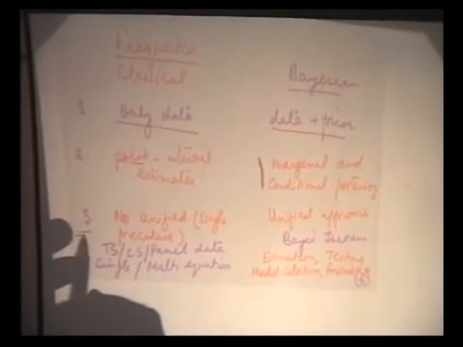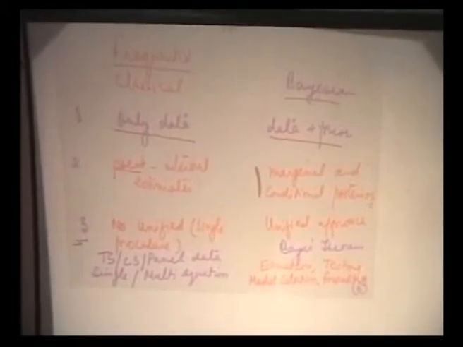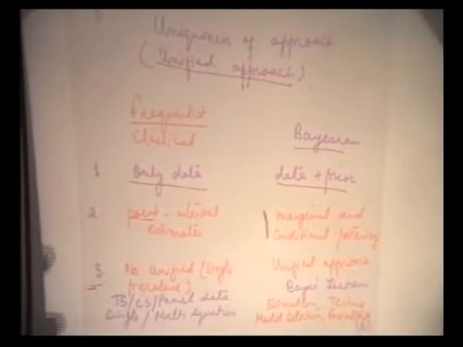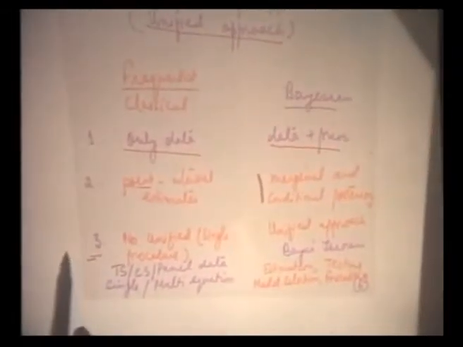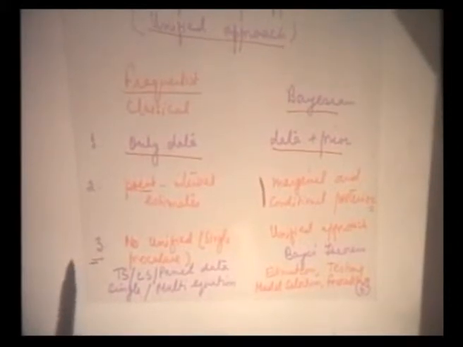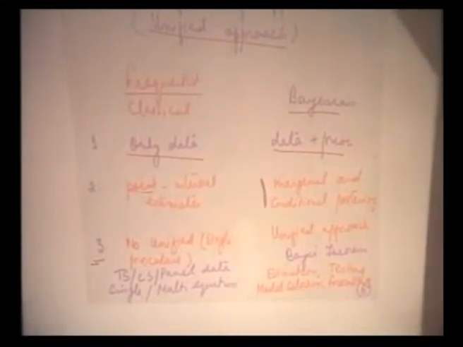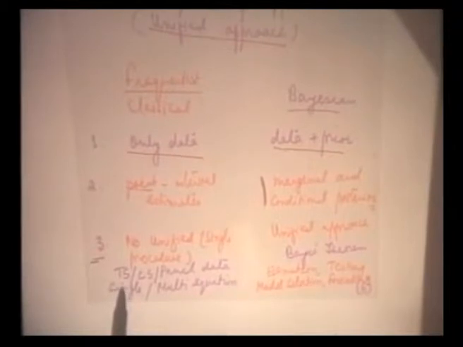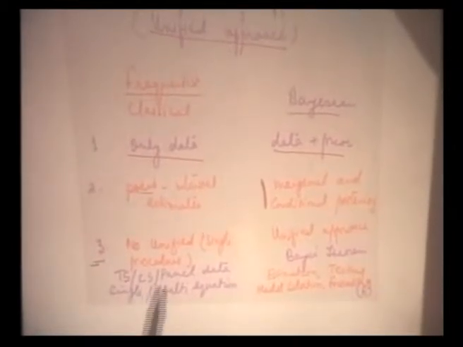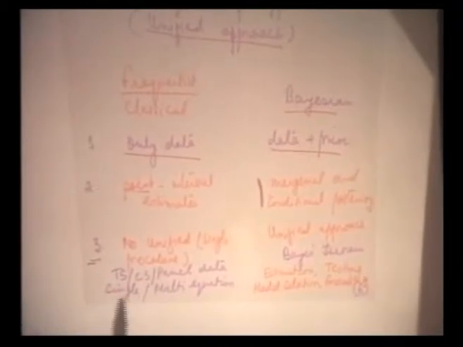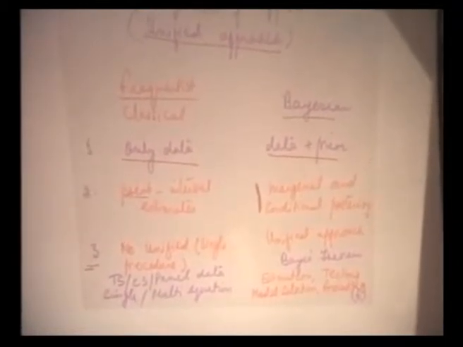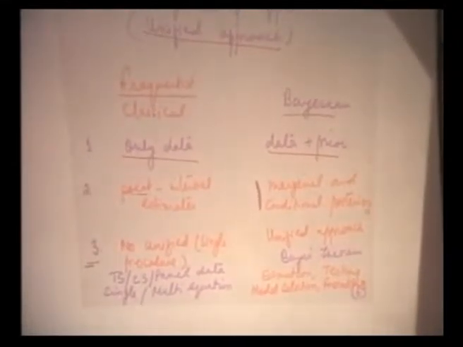Well, the third, and again a very important advantage and distinction between the frequentist and the Bayesian approaches, is with respect to a unified approach. Do we have a unified approach? We pose this question for both approaches, and we find that with the classical or frequentist approach, there is no single approach applicable for all kinds of situations. If you have time series data, you have one kind of approach. Cross-sectional data, a different approach. Panel data, where you have single equation, multiple equation, and so on. When you have different problems, you have a different approach for each.